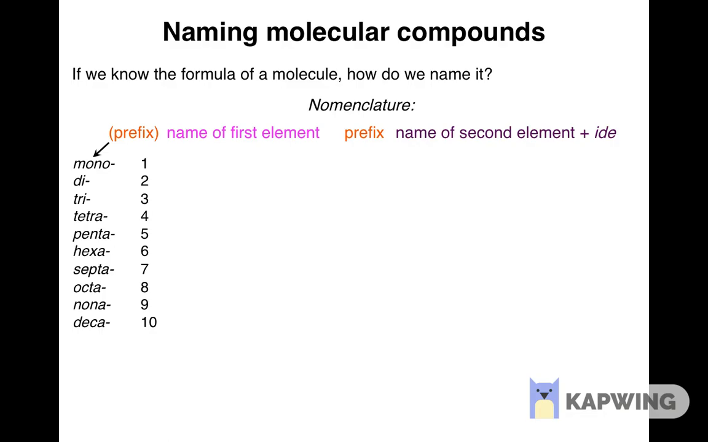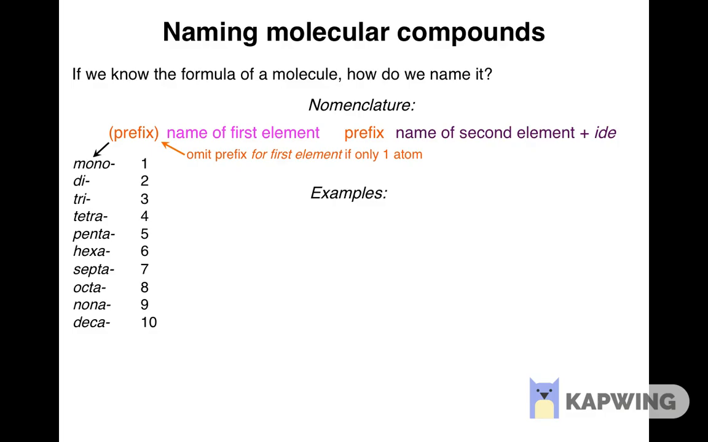You should remember these prefixes. If the number of atoms of the first element in the molecular formula is 1, the prefix mono is omitted for this element. However, even if the number of atoms for the second element in the molecular formula is 1, the prefix mono is retained for this element. Let's look at a few examples.